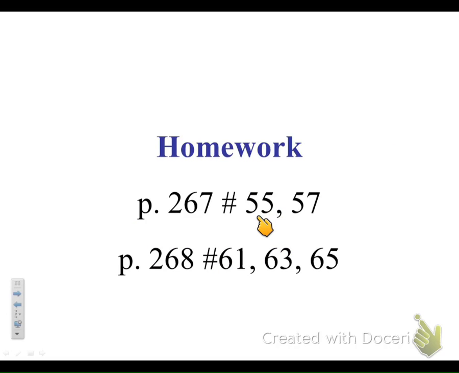Homework are the following 5 problems. 55, 57 on page 267. And then on page 268, these 3 problems.